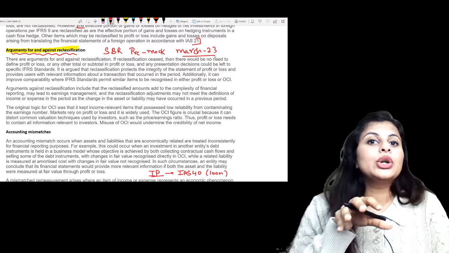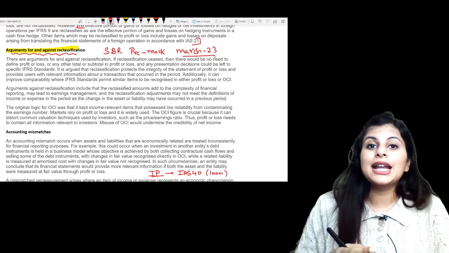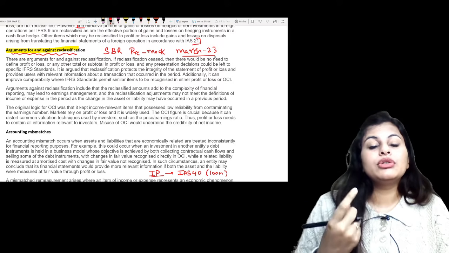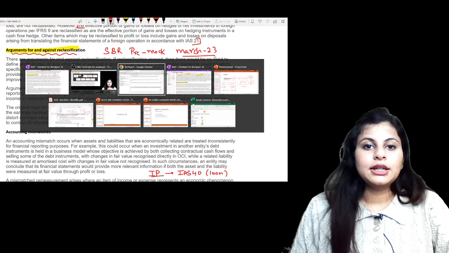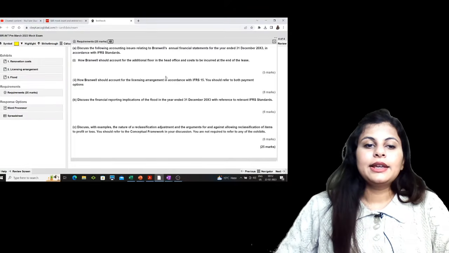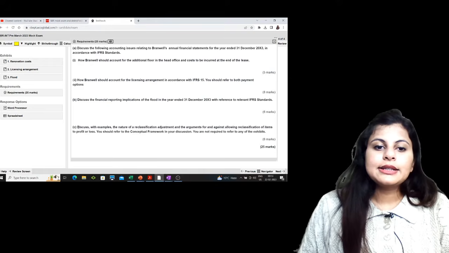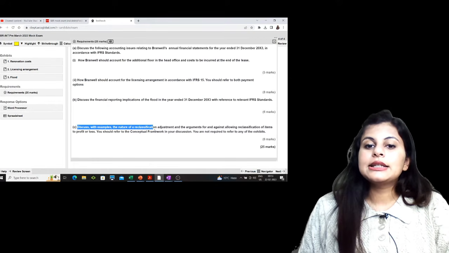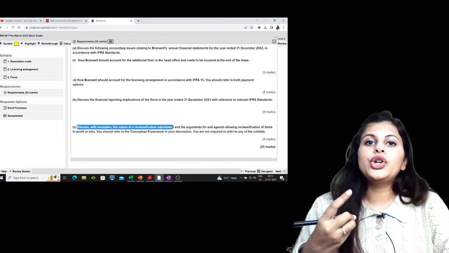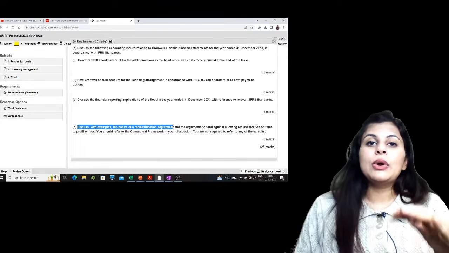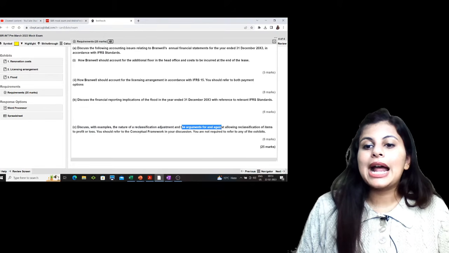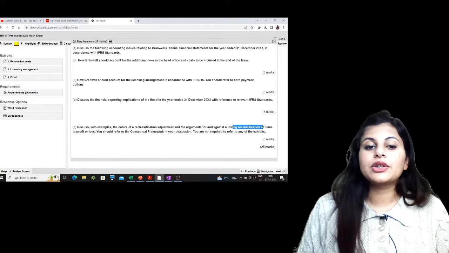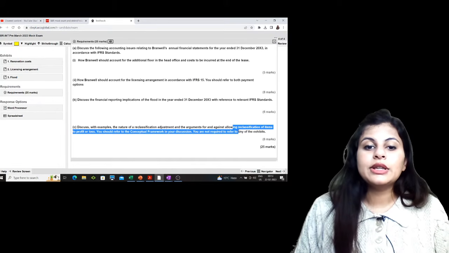So this is there in your pre-mock, and that's the reason why I'm saying again and again, it is very important for you to know this topic. Let me show you that question in fact. Okay, here you see this question. Discuss with examples the nature of a reclassification adjustment. Nature means you will talk about what reclassification is, what is reclassified and what is not reclassified. The arguments for and against allowing reclassification of items to profit and loss. You should refer to the conceptual framework in your discussion.